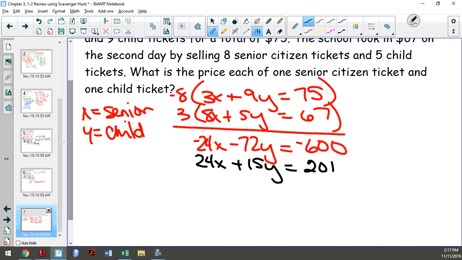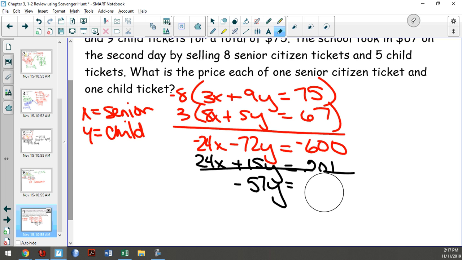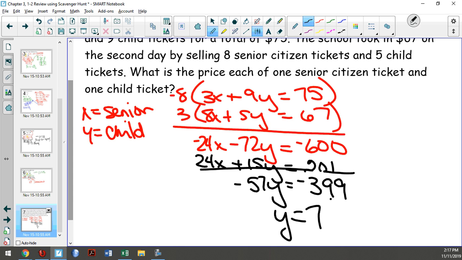So that's going to add straight down to give me a negative 57y is equal to negative 399. So y is going to equal 7. But what does 7 represent? 7 represents the cost of a child's ticket.